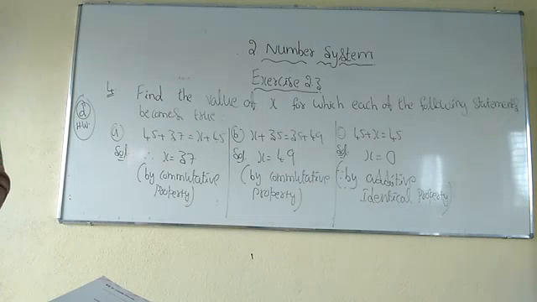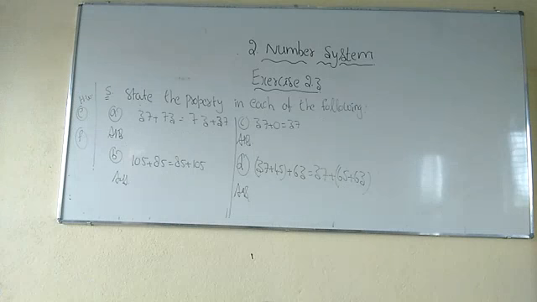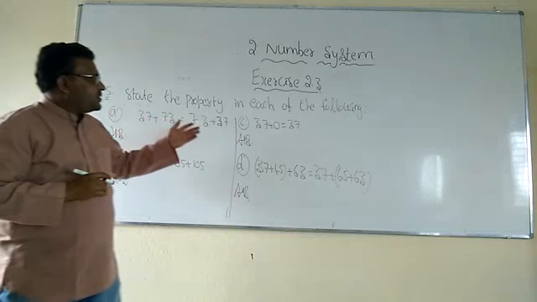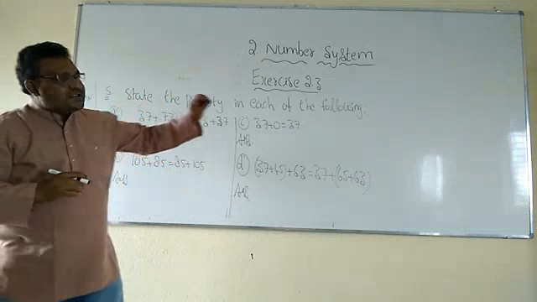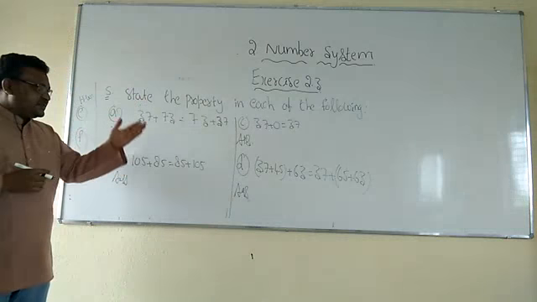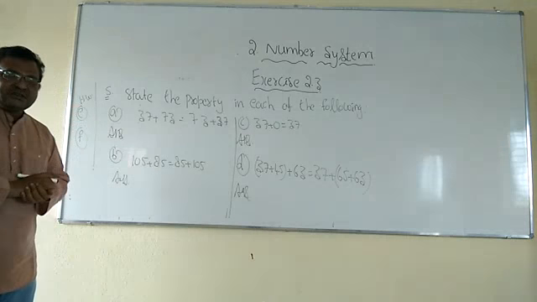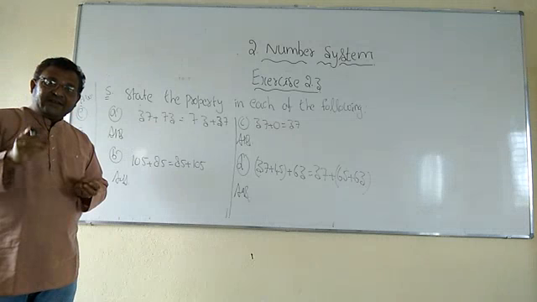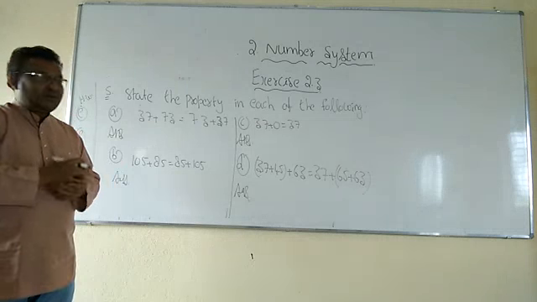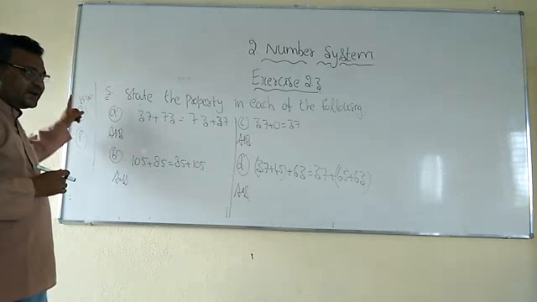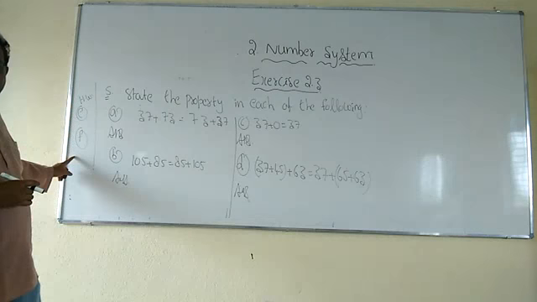Next, fifth main. Fifth main asks us to state the property in each of the following. So here a, b, c, d, e, f. Six statements are given here. We have to tell the name of that property. What property is used in that statement? So a, b, c, d I will explain, and e and f you have to do as homework.